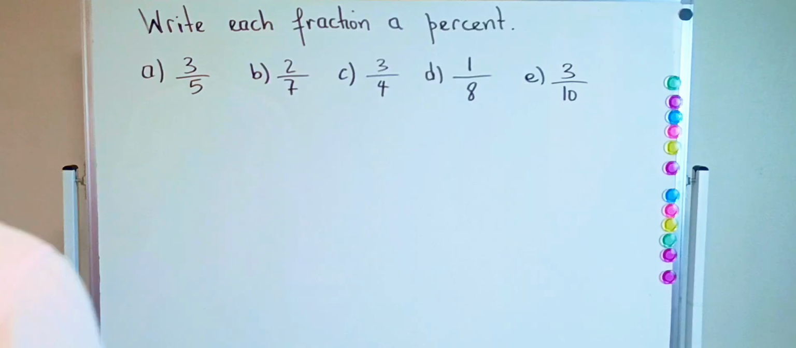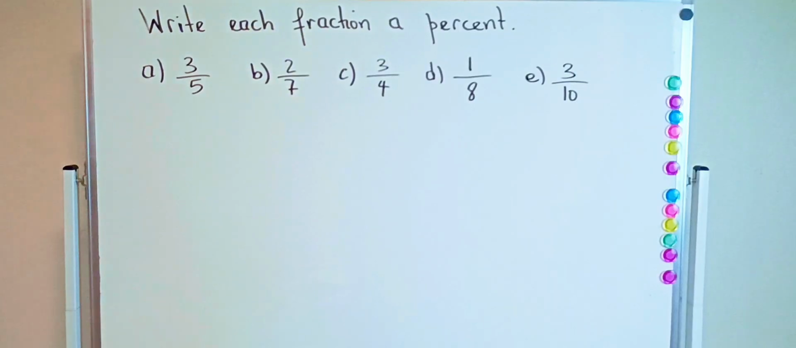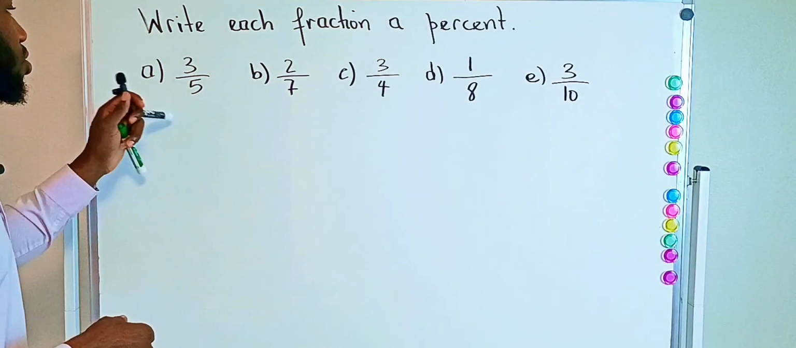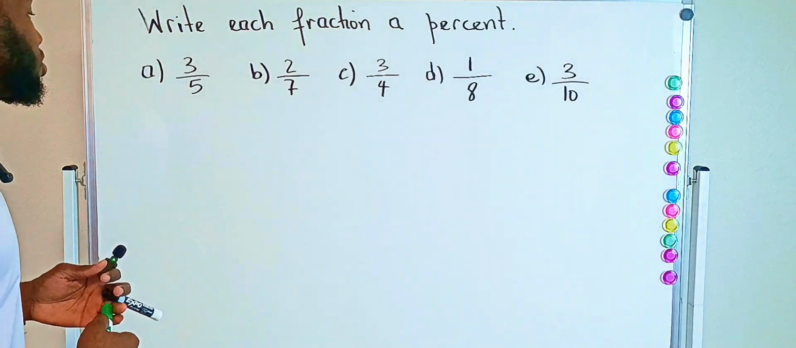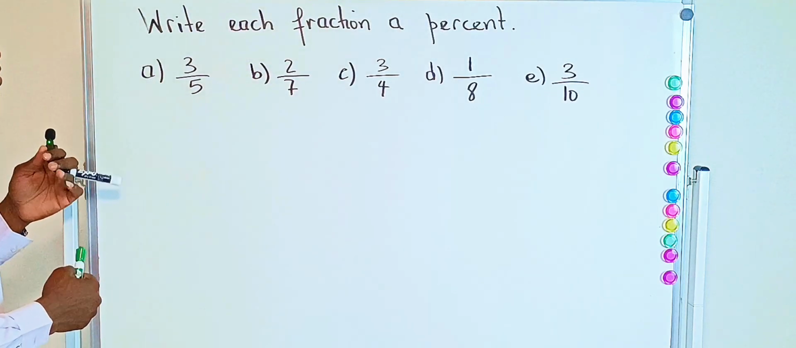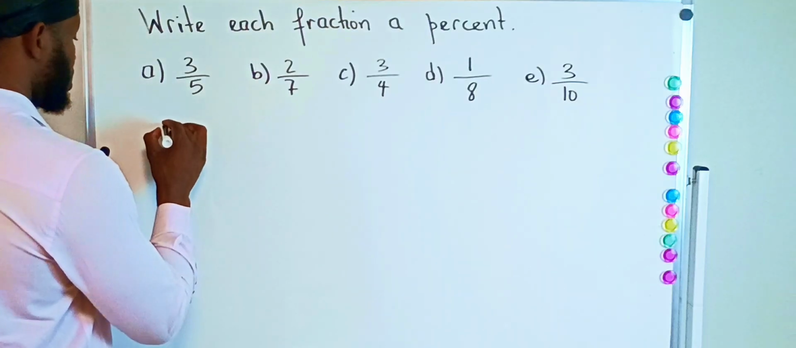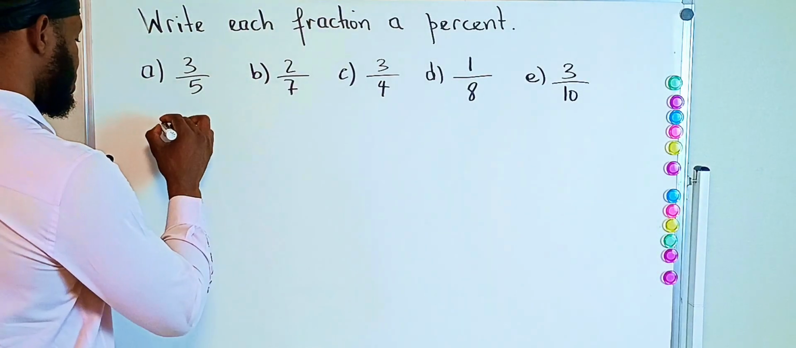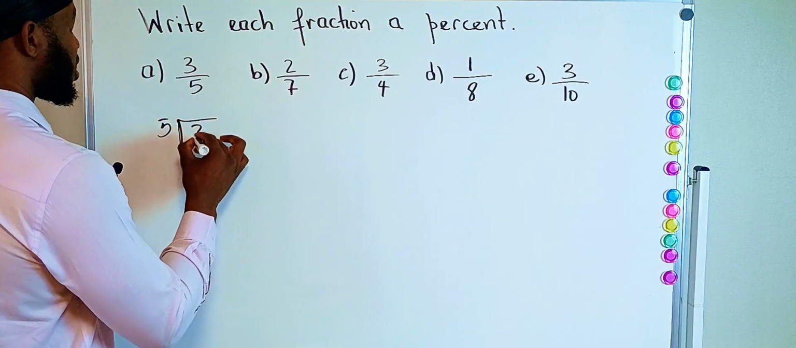Let's keep going, guys. So right now we got this one, which is a simple fraction to convert to percent. So easy stuff, guys. When you got a fraction to convert to percent, first of all, you just gotta do division to find the decimal equivalent of that fraction. That means 3 divided by 5.